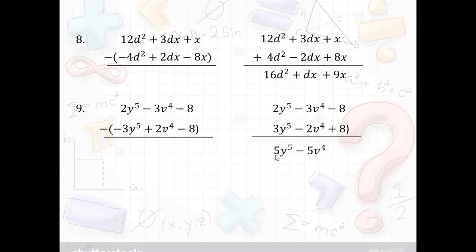So 2 plus 3 is going to be 5. Minus 3 minus 2 will give you minus 5a to the power of 4. Plus 8 minus 8 will give you a 0, so you don't need to write it. So did you get the answer?